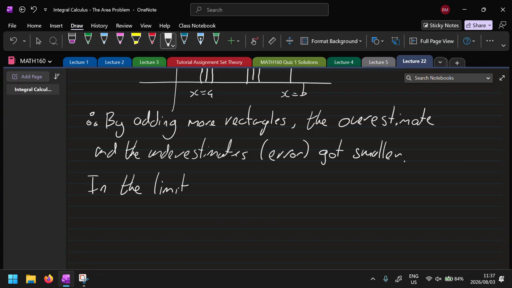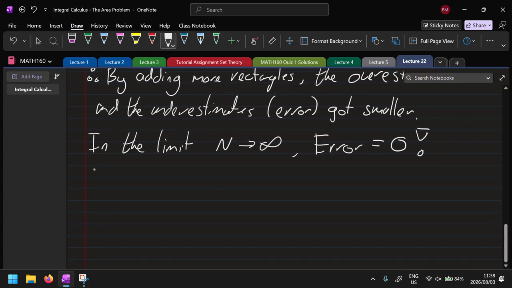So in the limit of adding infinitely many rectangles, or let's say n goes to infinity, where n is the number of rectangles we're adding, the error equals 0. Okay. Now, we're not going to be proving this. That is beyond the scope of the course. So just believe me when I say that if we take the limit, we get 0 error. You won't be required to prove that.